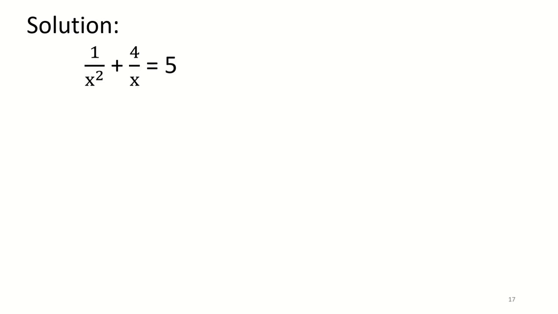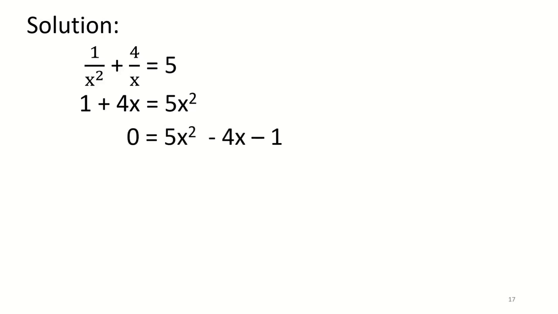X squared divided by x squared times 1, you will get 1. X squared divided by x times 4, you will get 4x. 5 times x squared, you will get 5x squared. Then, you transfer 1 and 4x to the right side of the equation.